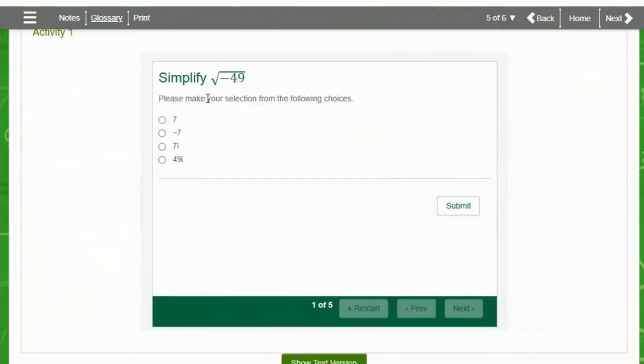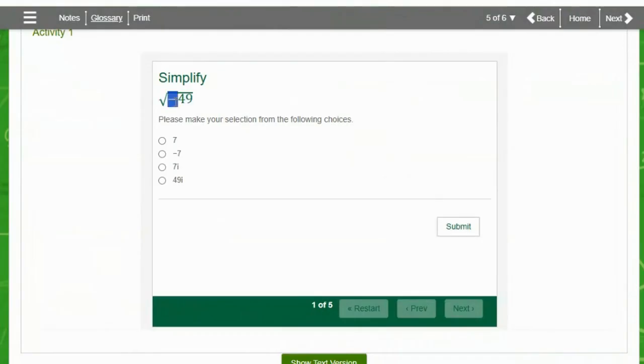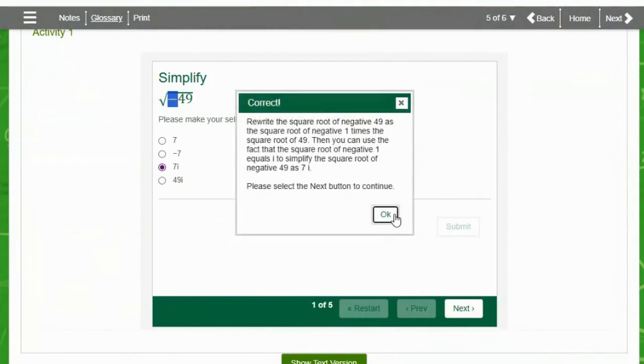Simplify. Oh, this is just like the square root of 64, except it's a 49. So that's going to be 7. And this is an i, right? 7i. All right.